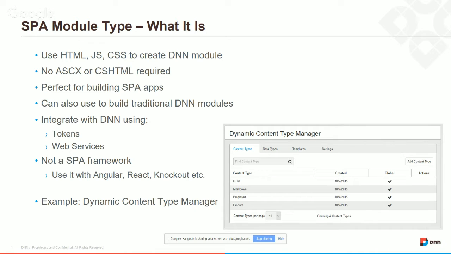So one of the big things that I talked about before was integration with DNN. And the SPA module type, we actually do that in two ways. One is through use of tokens. We've actually created some new custom tokens. And before we ship, we may even add some additional ones as we find out other areas that we want to integrate. And we'll take a look at what those look like.